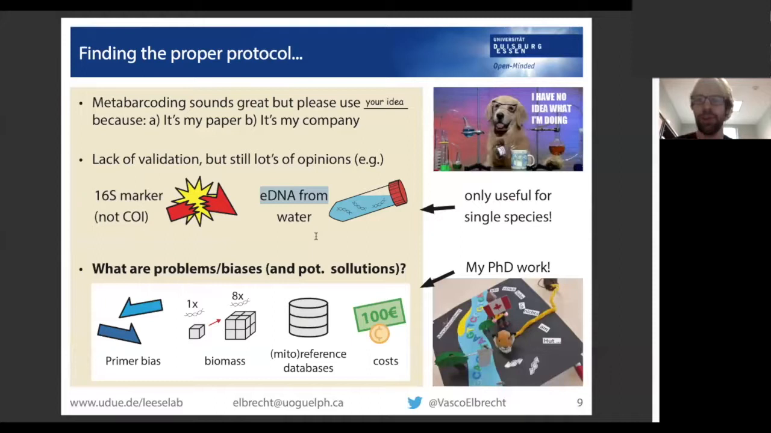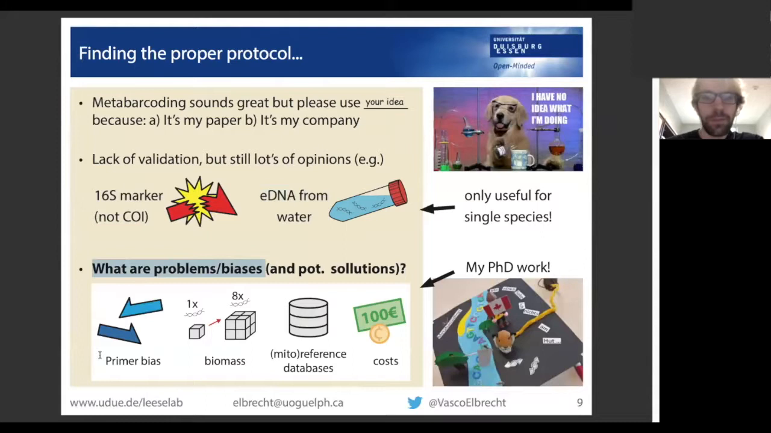So they give off a lot of DNA into the water and a lot of cells, and these can be easily captured with markers. But for those tiny macroinvertebrates, they are very difficult to detect reliably with DNA from water. And there are some people pushing this method, but at least for water quality assessment, I don't think that's very useful. So really what we should be looking at is what are the problems at the moment, what are the biases, and also of course, what are the potential solutions?